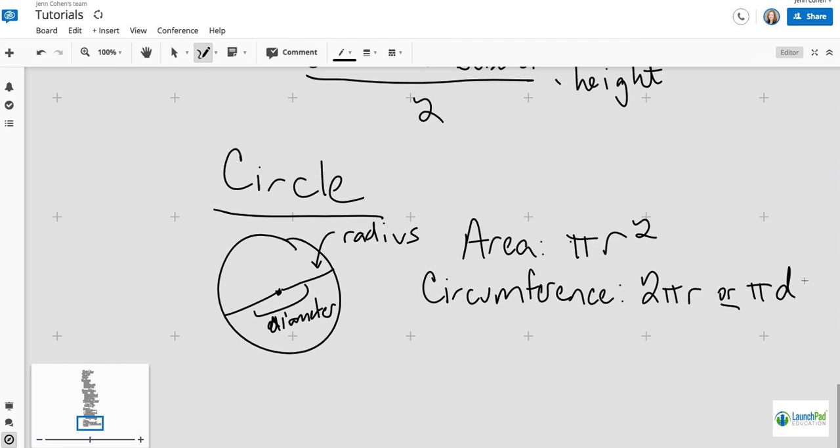Because 2 times the radius is the diameter, remember? Circumference is a measure of length, so it's always going to be expressed in inches, feet, miles, centimeters, whatever. And circumference is the distance around the outside of the circle. So it's kind of like the perimeter of a circle. Okay.